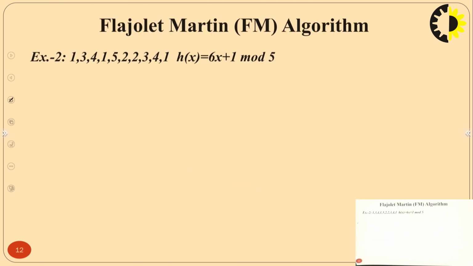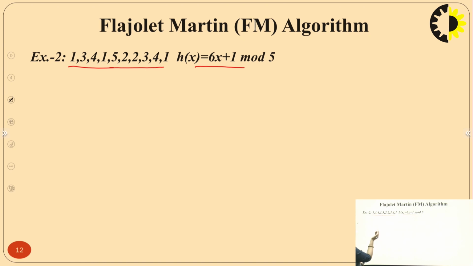Now this is one more example of what will happen if we apply the same hash function 6x plus 1 mod 5 to another instance of the problem. Here we have taken another element which was not present in the previous stream. So for example, if we need to process this type of stream right now, and we use the hash function which we took to solve the previous instance of the problem, what will happen?